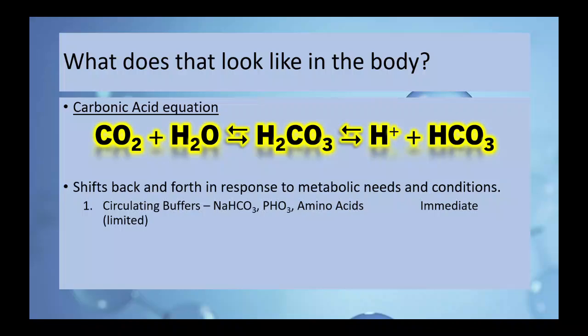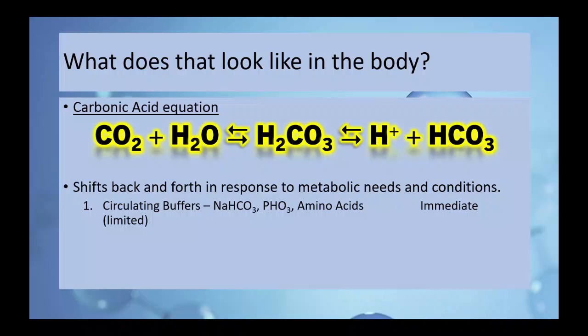I discussed 3 key components of this carbonic acid equation. The first one is circulating buffers. So the emphasis here on these 3 items are the time in which they take action and have effect in the body. Circulating buffers are anything that's in the bloodstream that can act to buffer hydrogens in the system as they rise.